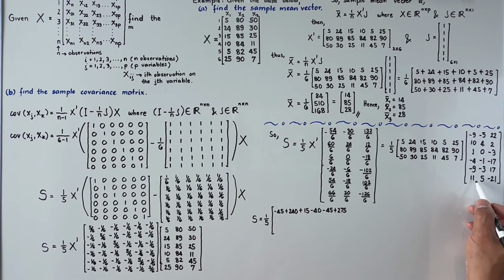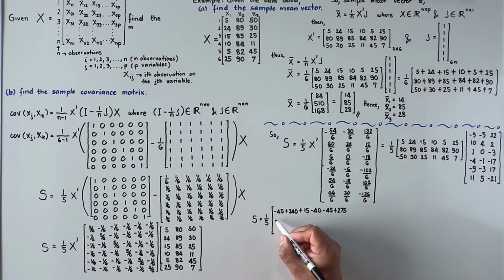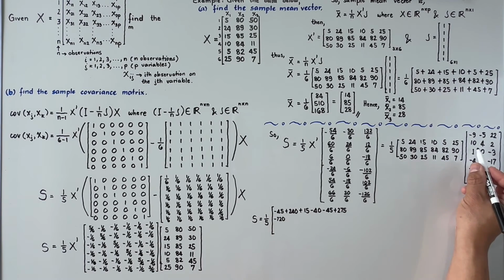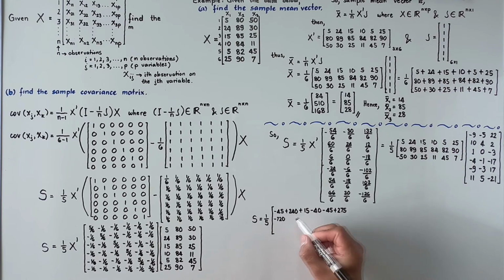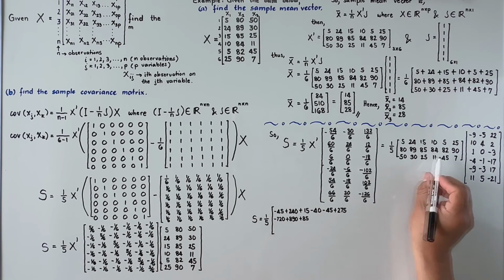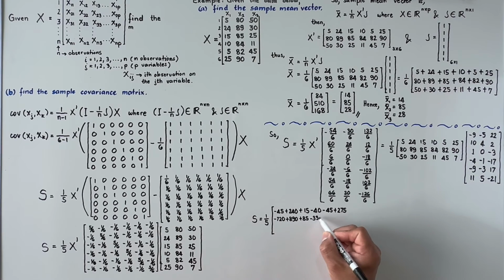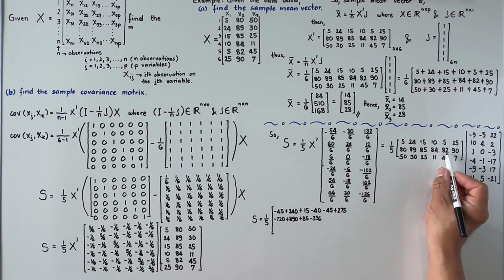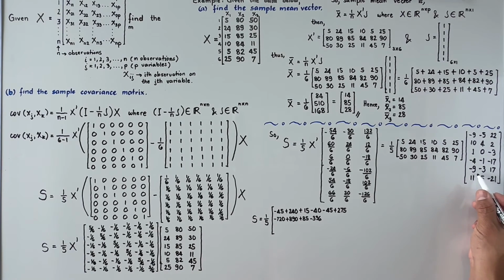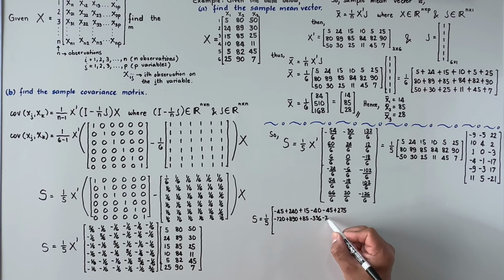And then multiplying also the second row by the first column. So we have 80 times negative 9, we have negative 720. And then 89 times 10, which is 890. So plus 890. And then 85 times 1, we have 85. 84 times negative 4, which is negative 336. And then 82 times negative 9, we have negative 738. And also 90 times 11, we have positive 990 here.